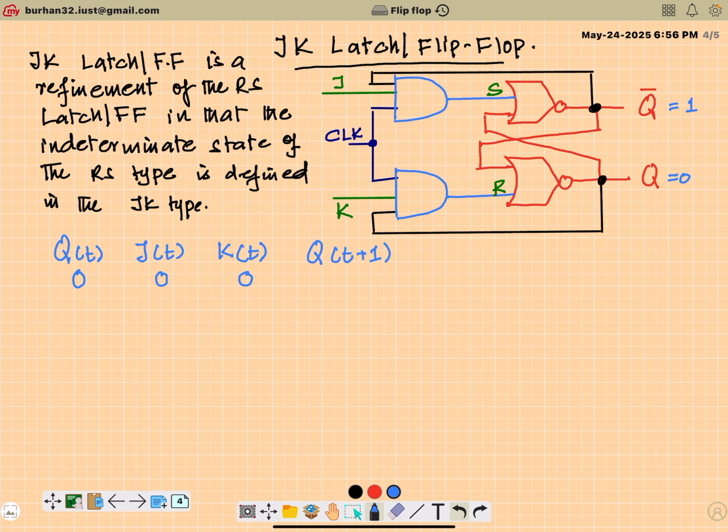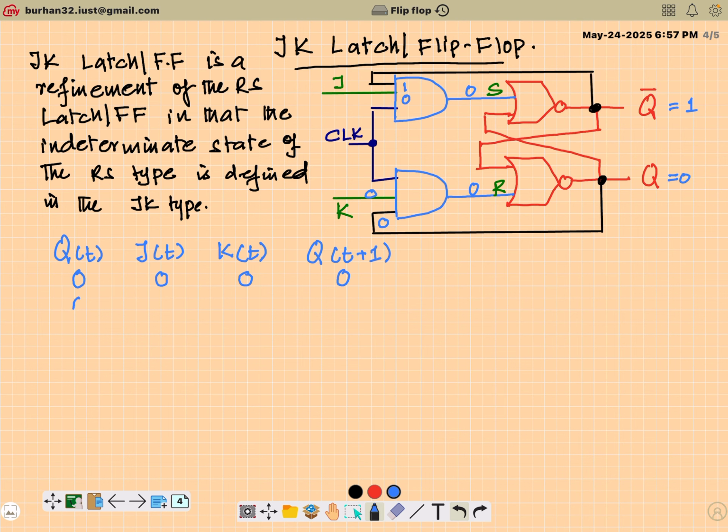When Q is 0, one input of this AND gate is 0. K is also 0. Going to the upper AND gate, Q bar is 1, so this is 1. J is also 0. And this means this will be 0, this will be 0. And you know, in a basic SR latch, when S is equal to 0 and R is equal to 0, your current state is maintained. So your next state is going to be equal to the current state, which is 0.